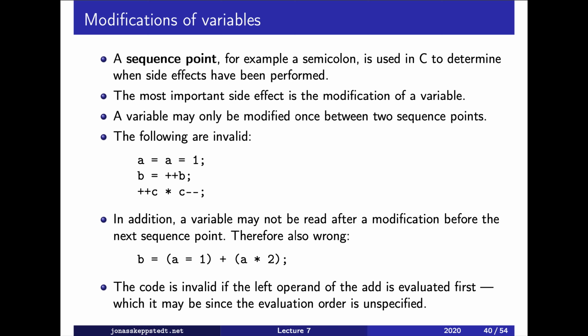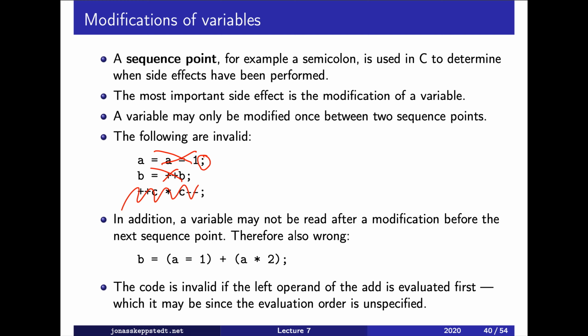Another thing with expressions is something called a sequence point. And a sequence point is, for example, a semicolon. That's the most common sequence point. And the most important thing about sequence points is that we are only allowed to modify a variable once between two sequence points. So this is bad. This is bad, and this looks like I don't know what, but something perhaps, and it's also bad.